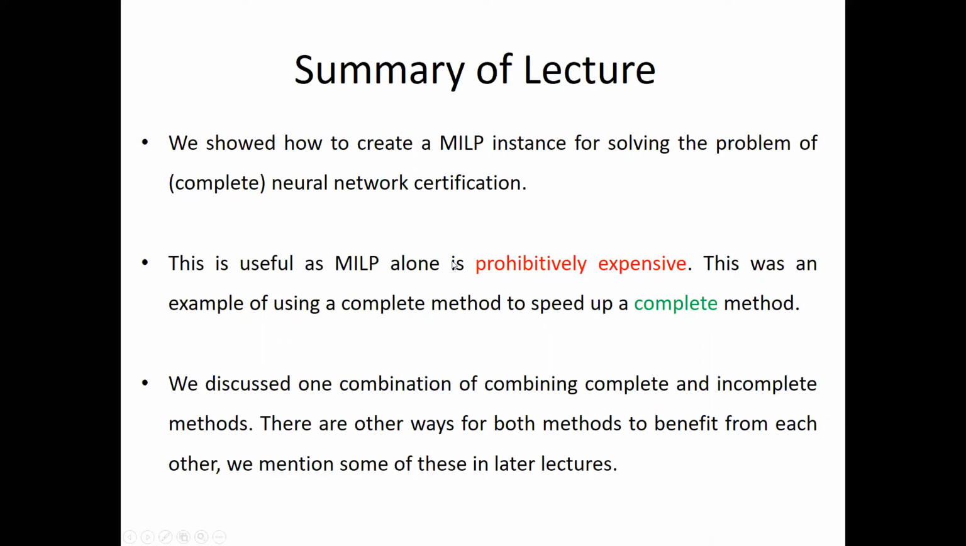Now here we saw one of these combinations of convex relaxation, like box, with MILP, but there are actually other combinations. You can actually use it in the other direction. You can use the result from the MILP solver in order to obtain more precise results for convex relaxation analysis, like incomplete methods like box, which we'll look at in some of the later lectures.